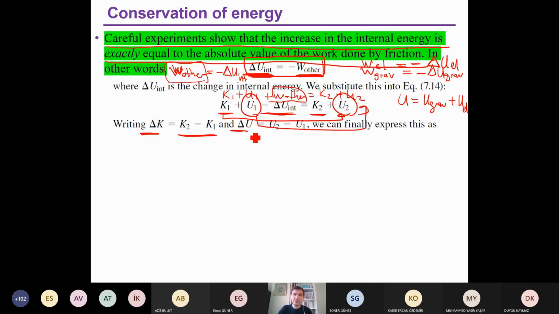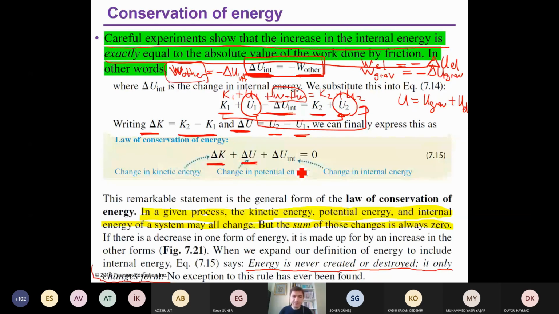And finally, you will have this expression: delta K plus delta U plus delta U internal equals 0. So what is this? The change in the kinetic energy, the change in the potential energy, and the change in the internal energy sum to 0. This is the law of conservation of energy. So what is the physical meaning of this one?